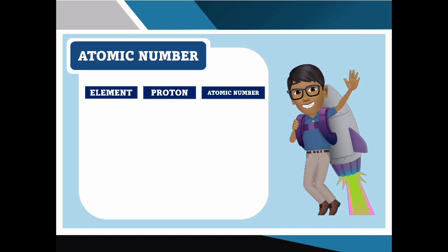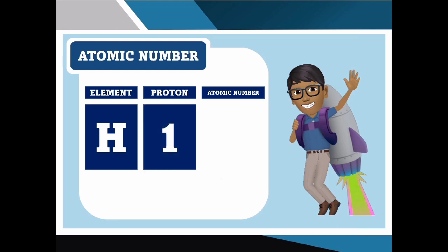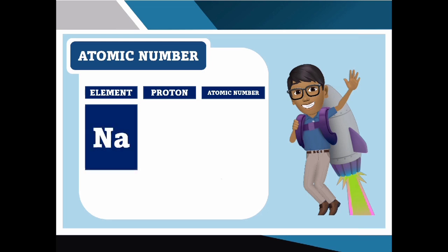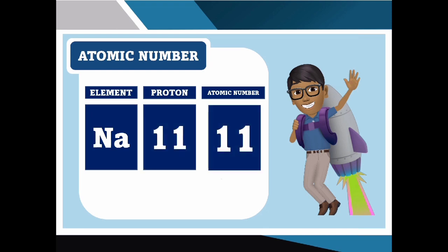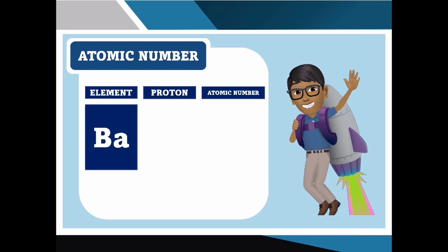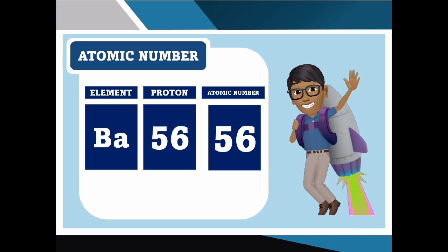Hence, a hydrogen atom which has one proton has an atomic number of 1 and vice versa. A sodium atom which has an atomic number of 11 has 11 protons in its nucleus. What about the number of protons of a barium atom which has an atomic number of 56? Its number of protons is also 56.